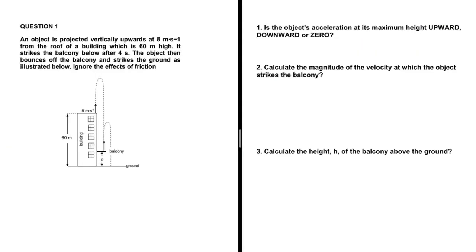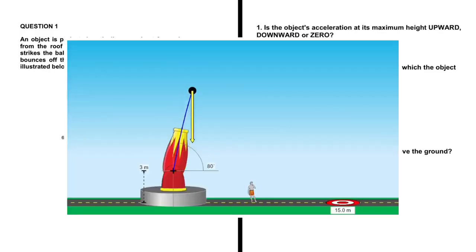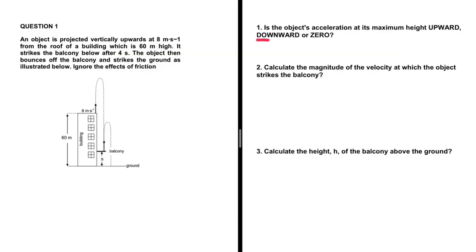Is the object's acceleration at its maximum height upward, downward, or 0? When the only force acting on an object is gravity, the acceleration always is 9.8 meters per second squared downwards. We covered that at the very start of our series where we used the simulation. So the answer here is downward.